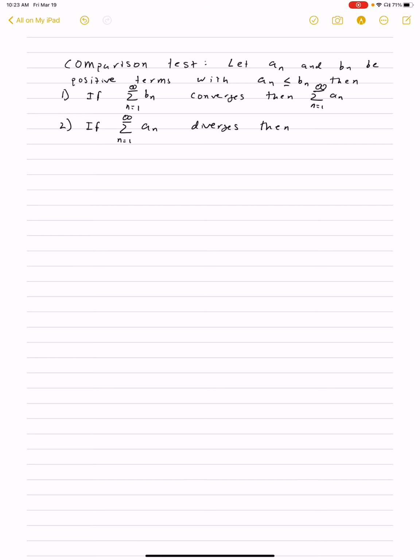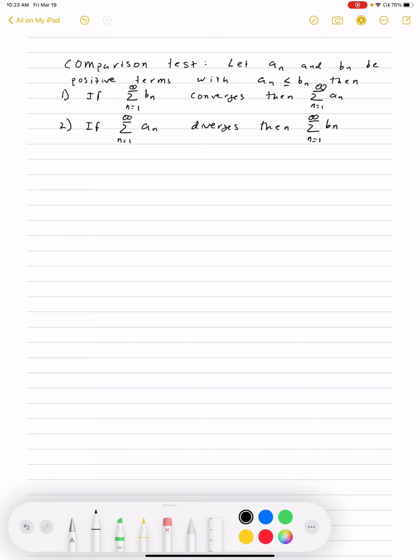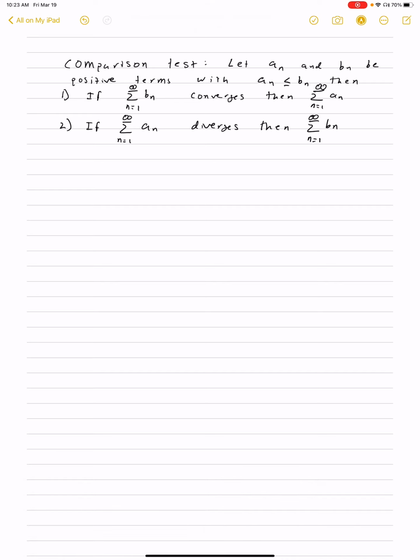I need to put the conclusion here, so let me put the conclusions in red. The conclusions are: if the series of b sub n converges and every term of the series of a sub n is less than b sub n, then a sub n also converges. If the summation of a sub n diverges, then every term of b sub n is bigger than a sub n, so b sub n also has to diverge.